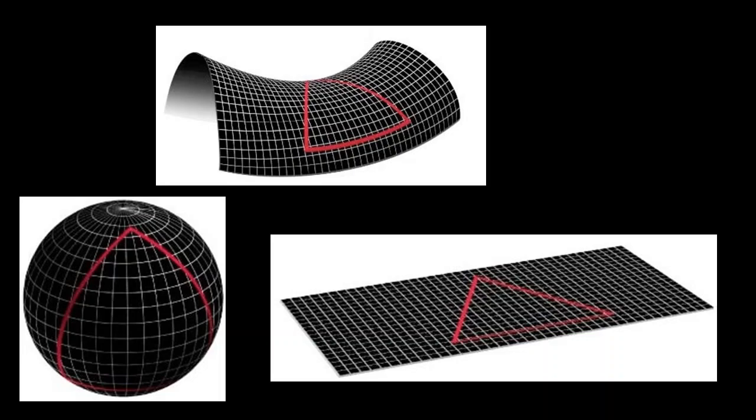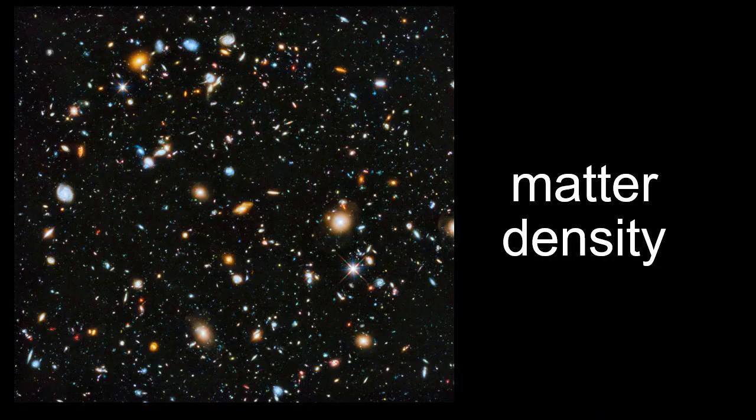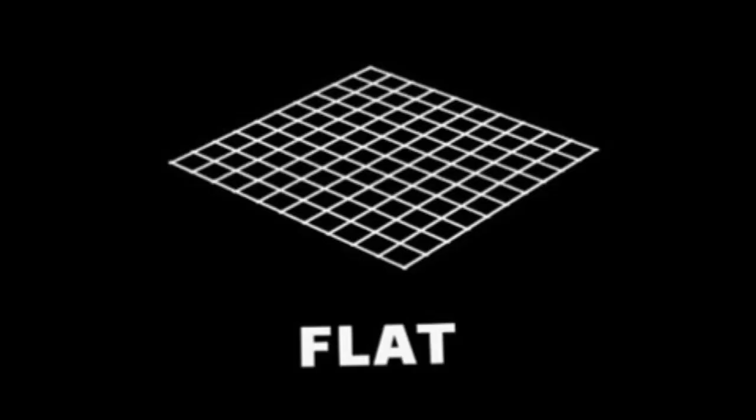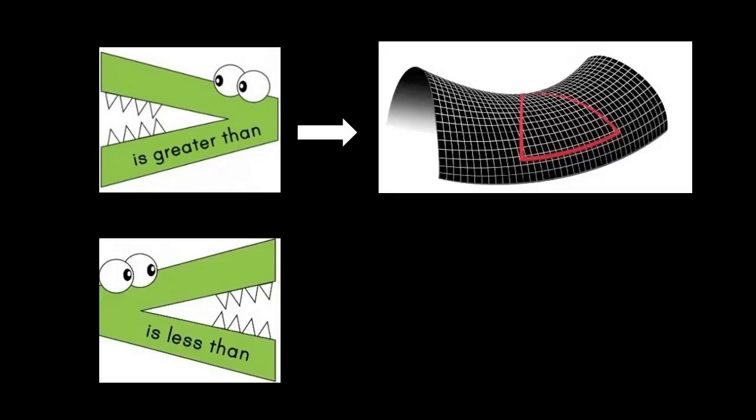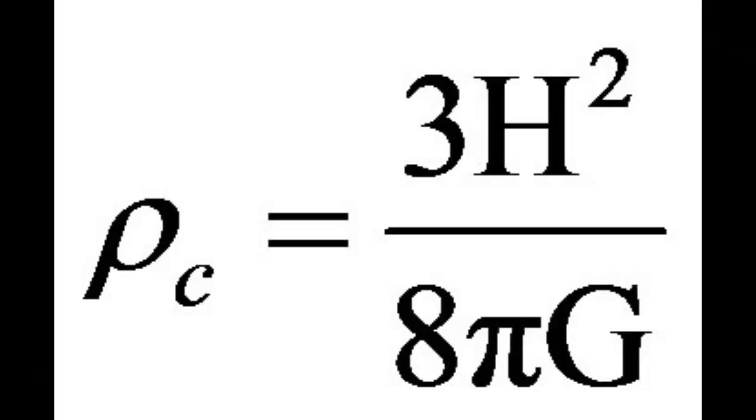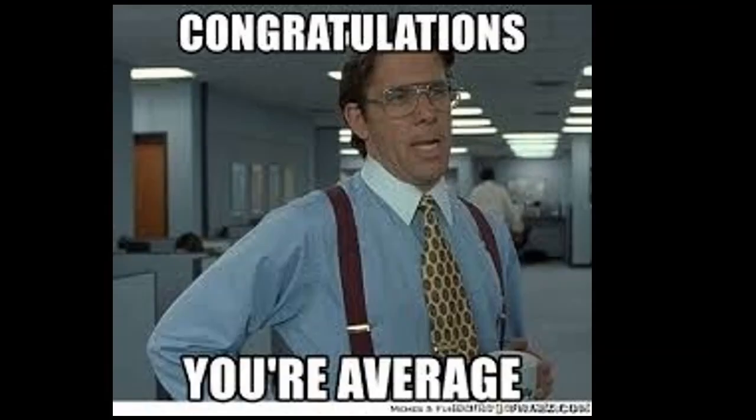The fate of the universe largely depends on matter density in the universe. If the density is equal to the critical density, then the geometry of the universe is flat. If it's greater than the critical density, then it's open. If it's less than, then it's closed. So what is critical density? Critical density is the average density of matter needed for the universe to halt its expansion at infinity.